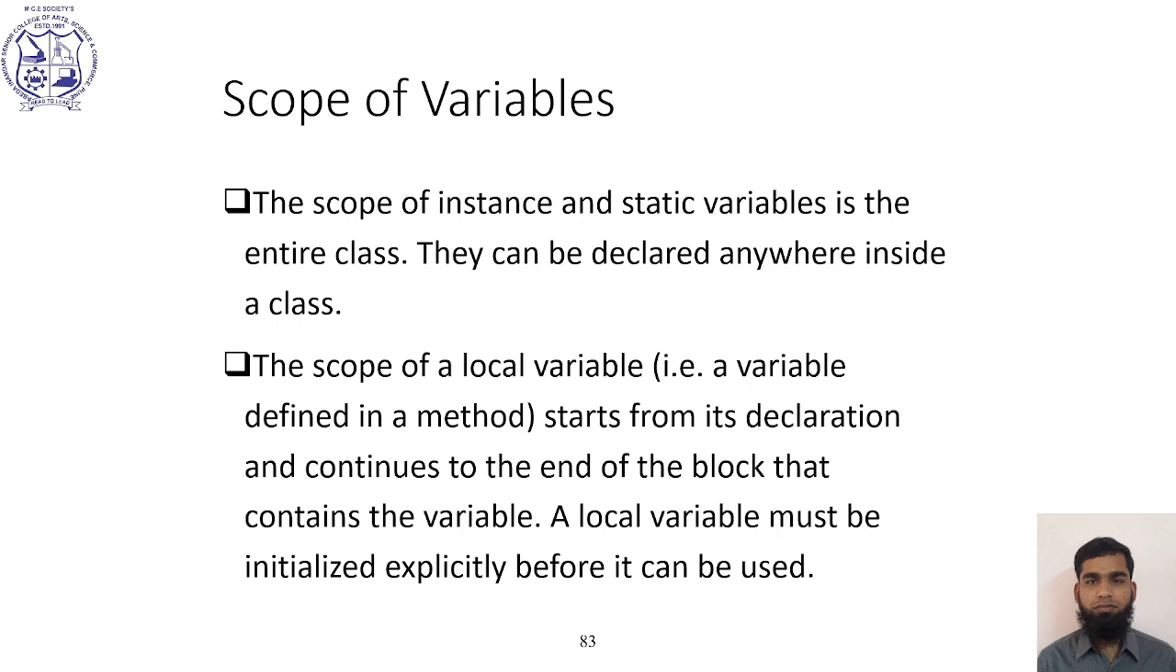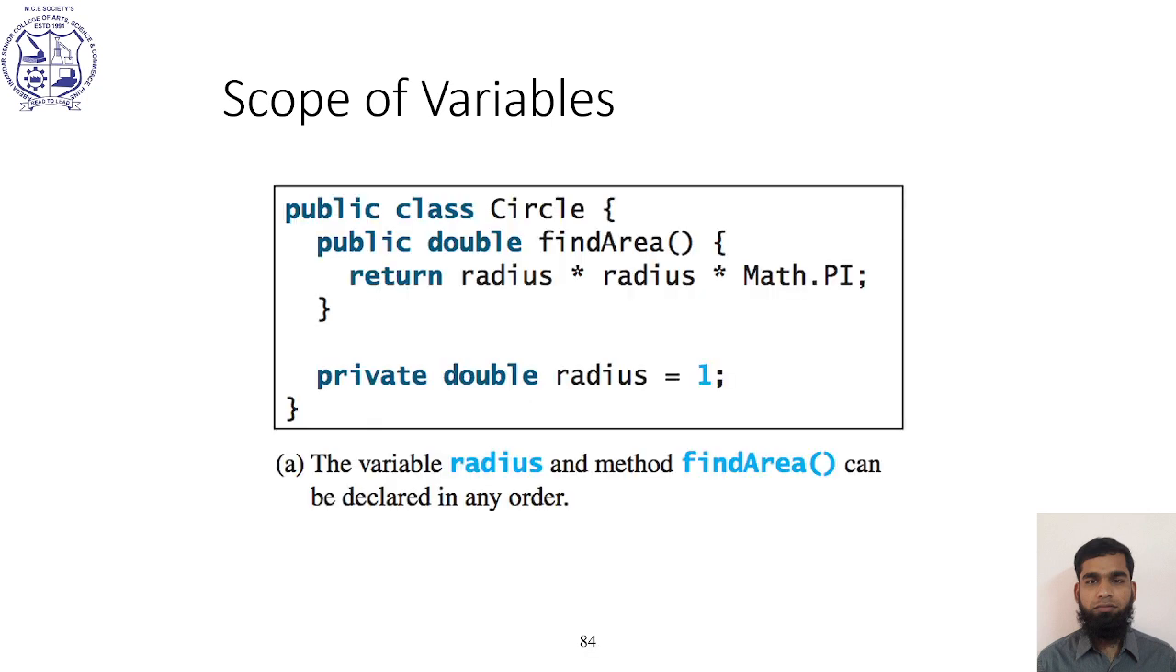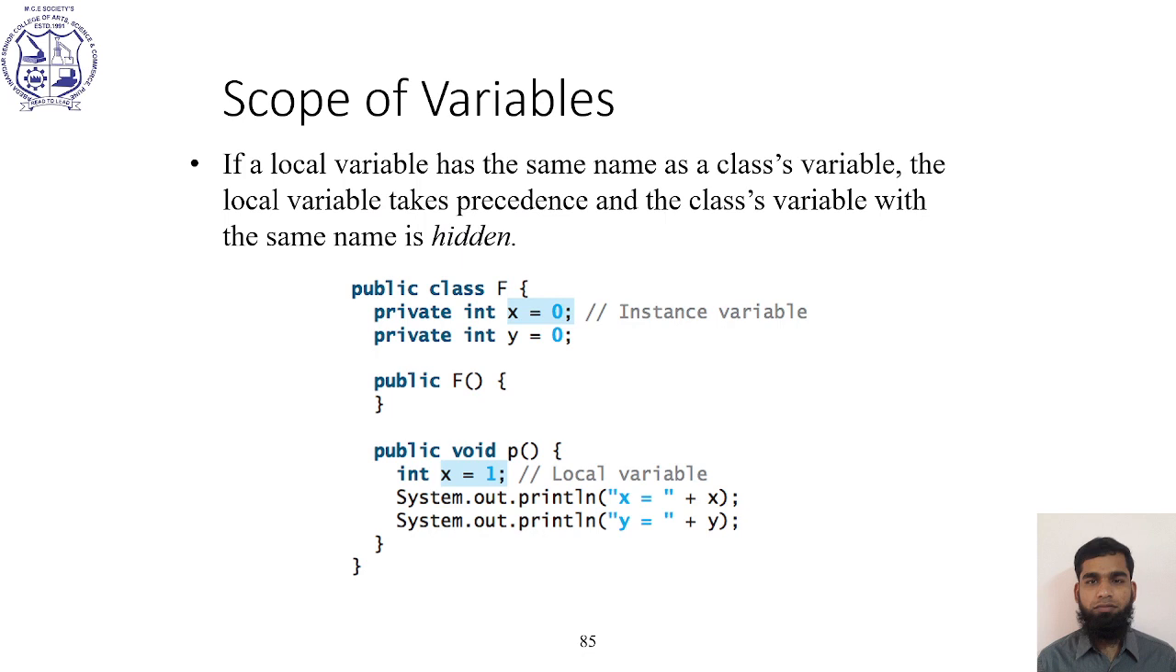Scope of the variable. The scope of instance and static variables is the entire class. They can be declared anywhere inside a class. The scope of a local variable, that is a variable defined in a method, starts from its declaration and continues to the end of the block that contains the variable. A local variable must be initialized explicitly before it can be used. Here we are declaring private double radius equal to 1. The variable radius and method findArea can be declared in any order. If a local variable has the same name as a class variable, the local variable takes precedence and the class variable with the same name is hidden.